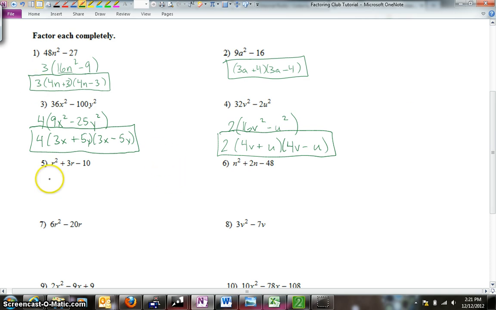All right, number 5. What's the first step of factoring? Greatest common factor.